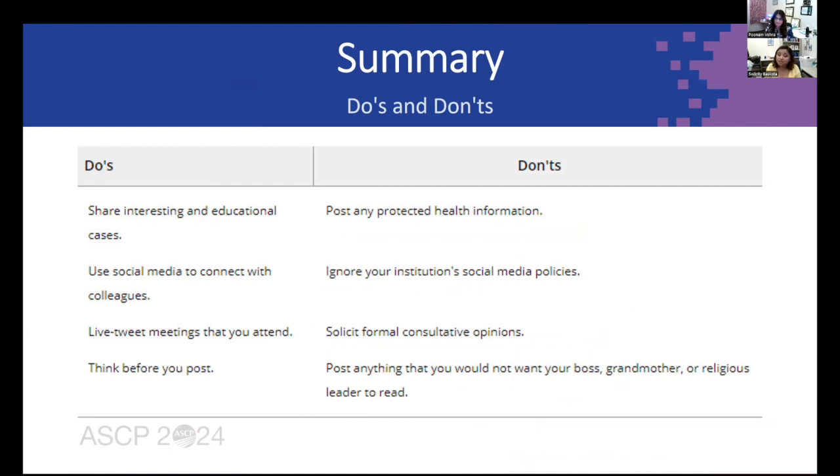Feel free to share interesting and educational cases with as little information as possible. Use social media as a platform to network, connect, live tweet the meetings, and like Dr. Bohra mentioned, think and pause before you post. Don't post any protected health information. Do not ignore your institutional social media policies. Do not solicit formal consultative opinions. And do not post anything that you would not want your boss or your parents or anybody else to read.